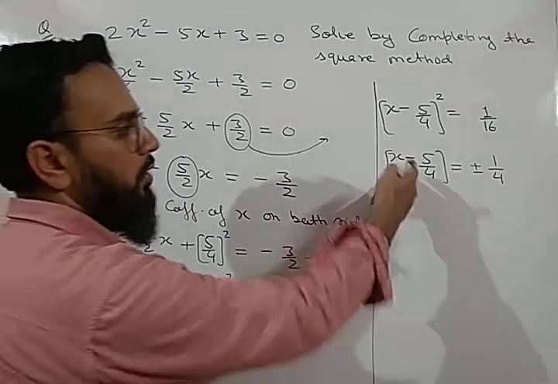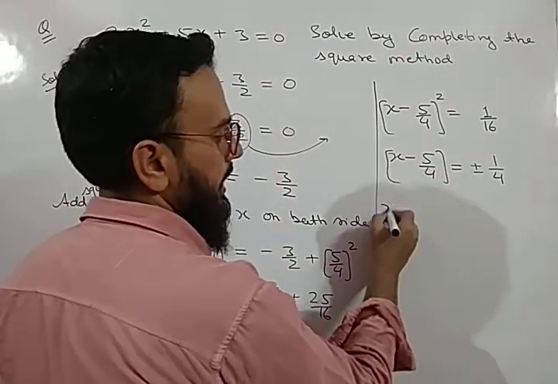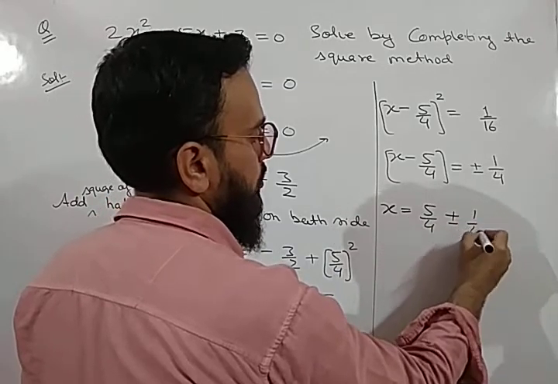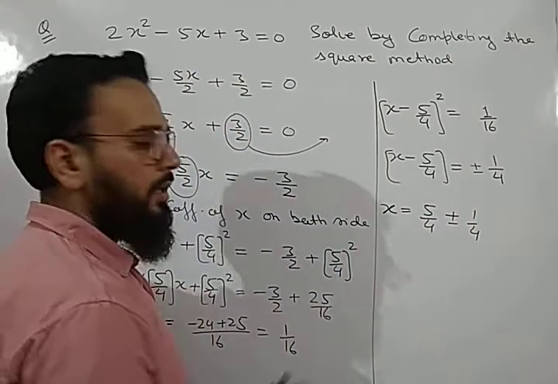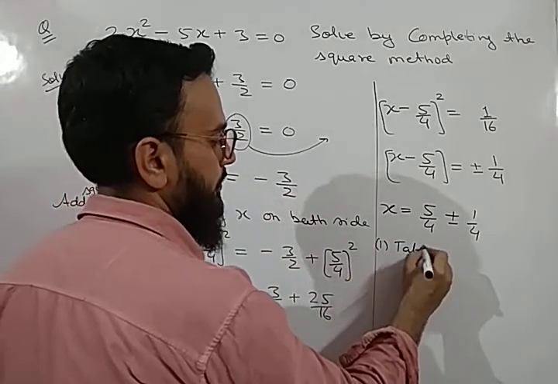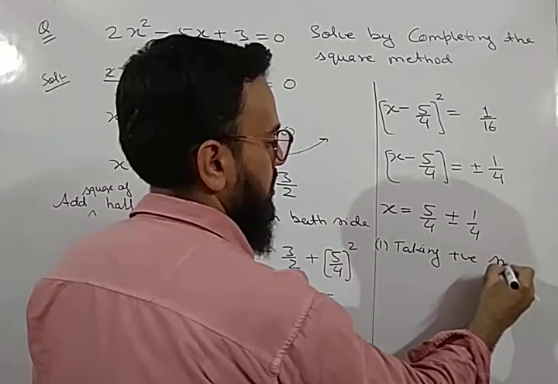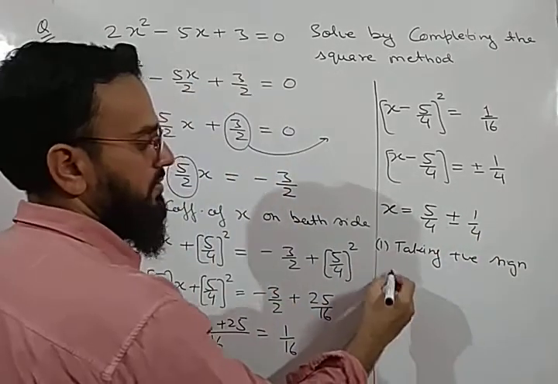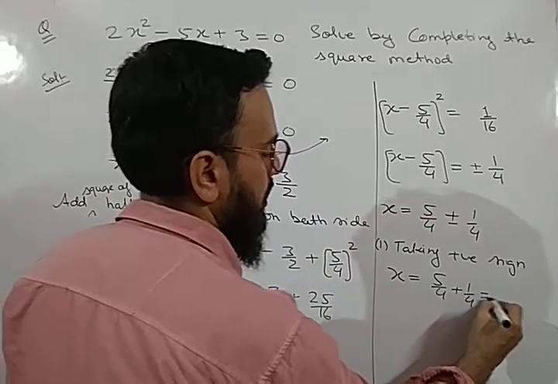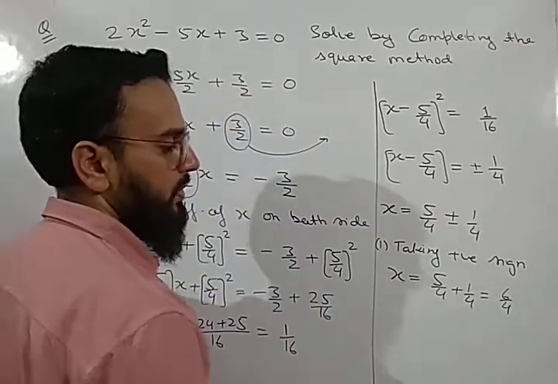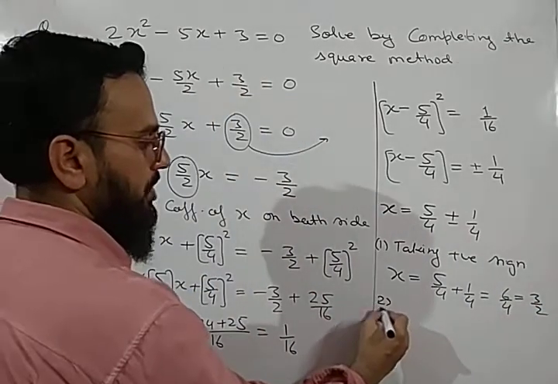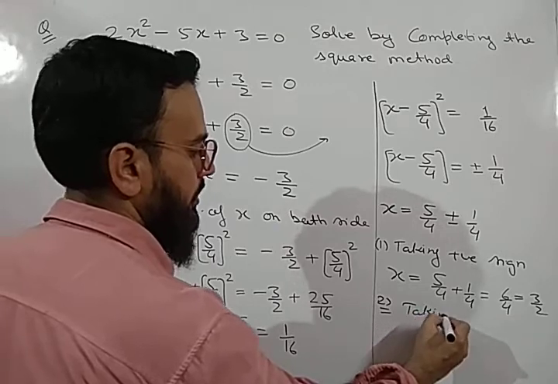Now we can get the value of x. Taking this 5 by 4 to the right hand side, we will get x is equal to 5 by 4 plus minus 1 by 4. So there will be two answers. First one, taking positive sign: x will be equal to 5 by 4 plus 1 by 4, which is equal to 6 by 4, which is equal to 3 by 2. Then the second condition, taking negative sign.